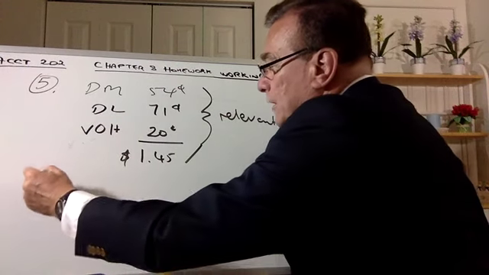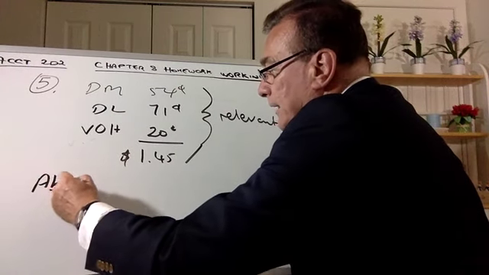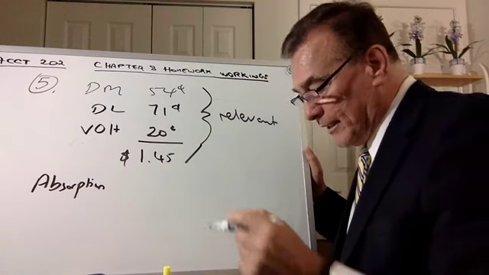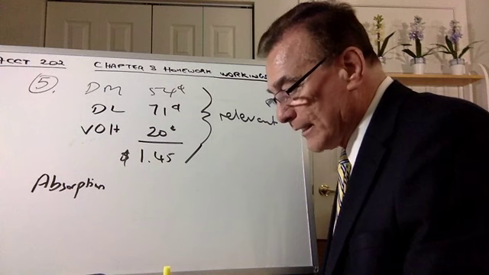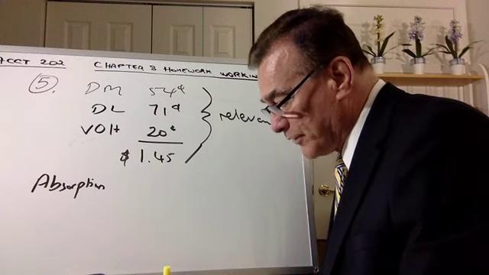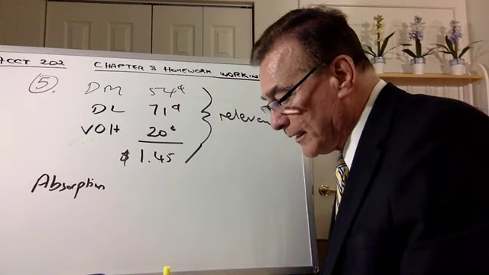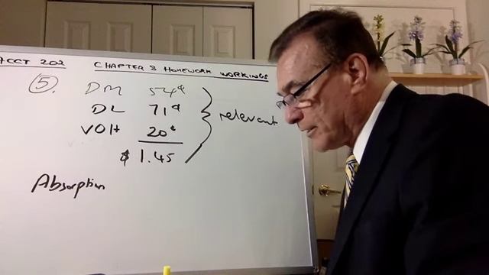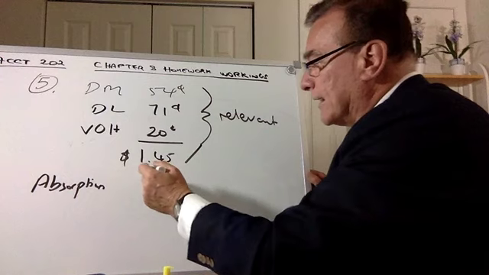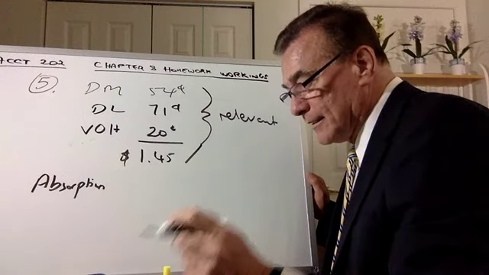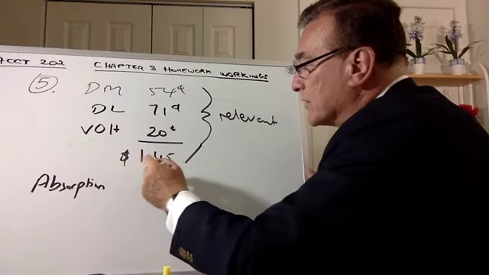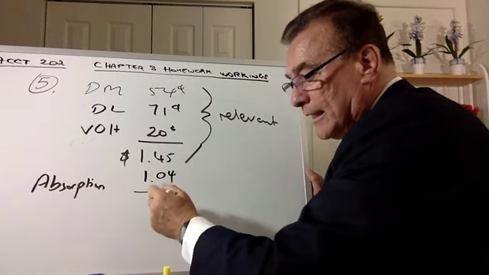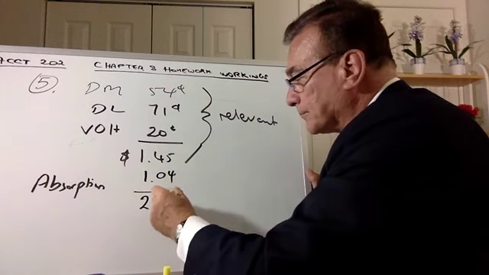Then the question says, what is the absorption cost? Now, absorption cost just means if we allocated the fixed cost per unit, what would that be? Well, it tells you that you've got the allocating fixed overhead, which is the depreciation based on direct labour, assigns $1.04. So we're adding the $1.04 to the $1.45, and we get $2.49.